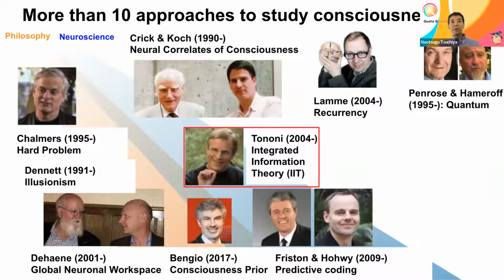In fact, there are not only these two theories that I highlighted right now, global neural workspace theory here by Stanislas Dehaene and also Giulio Tononi's IIT. There are a bunch of theories around right now, at least 10, but many more than that, available as theoretical options of consciousness.